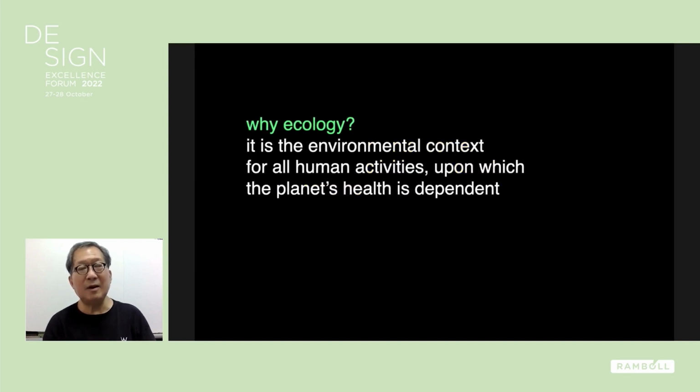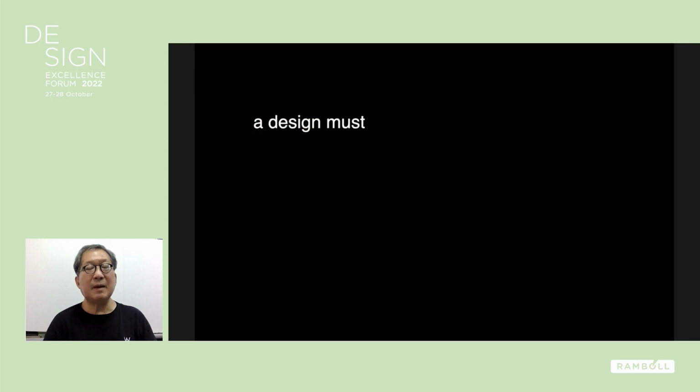But why ecology? Ecology is, simply stated, the environmental context for everything that we do on the planet, for all human activities, and upon which the planet's health is dependent. And so we should start with ecology, because as the ecology is damaged, devastated, then the planet is affected. So we must look at the planet in its ecology as a whole.